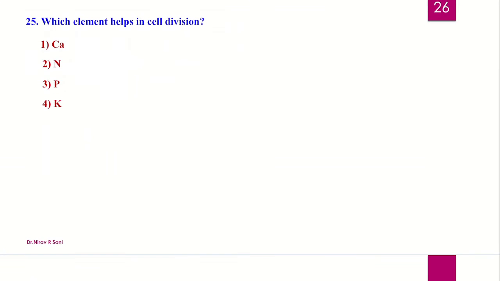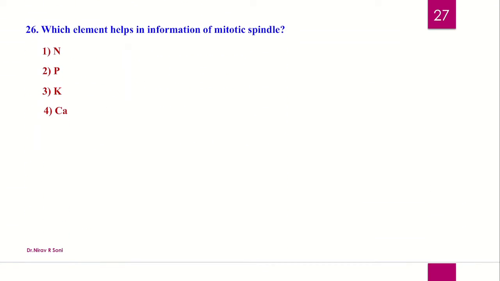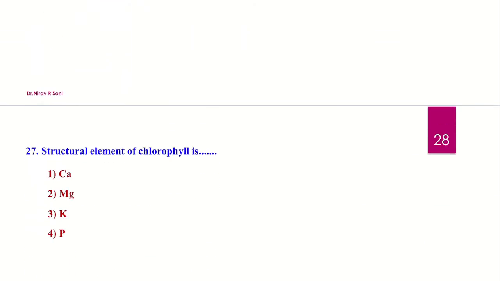Question number 25. Which element helps in cell division? Again, calcium helps in cell division. That's why option number 1 is correct. Which element helps in the formation of the mitotic spindle? The mitotic spindle helps the cell division process. That's why again calcium is responsible for the formation of the mitotic spindle.